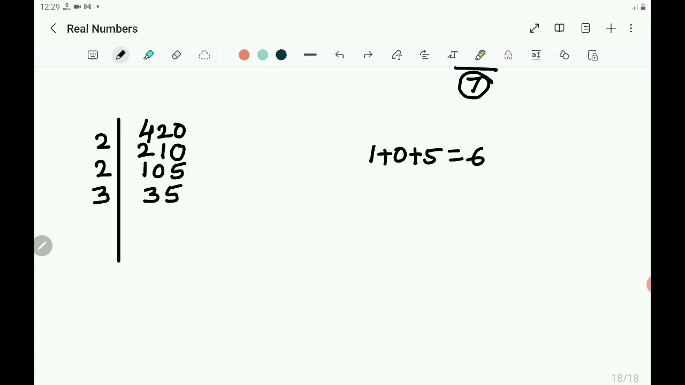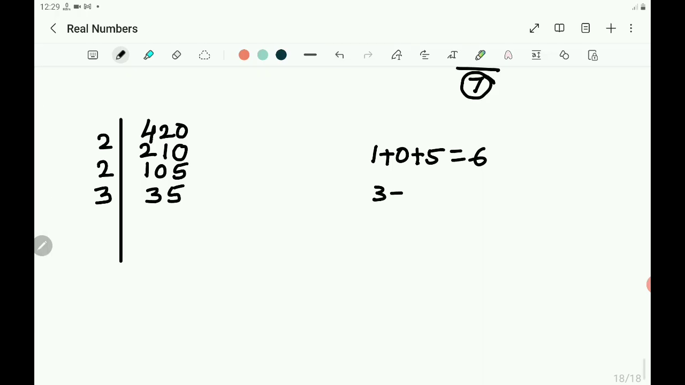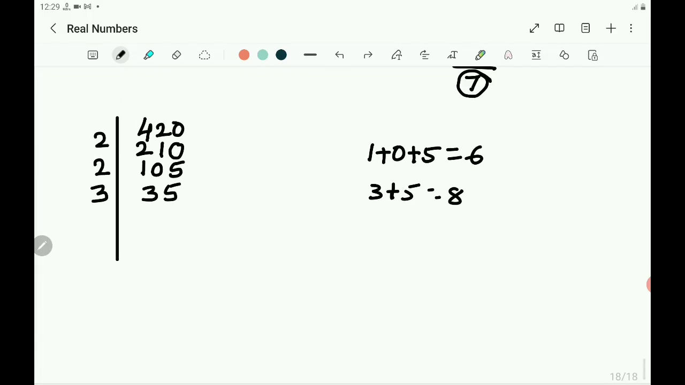Again you try to divide 35 by 3. You know that 3 plus 5 is equal to 8. 8 is not in the table of 3, which means it is not divisible by 3. Therefore 35 is also not divisible by 3. So you can't divide it by 3.